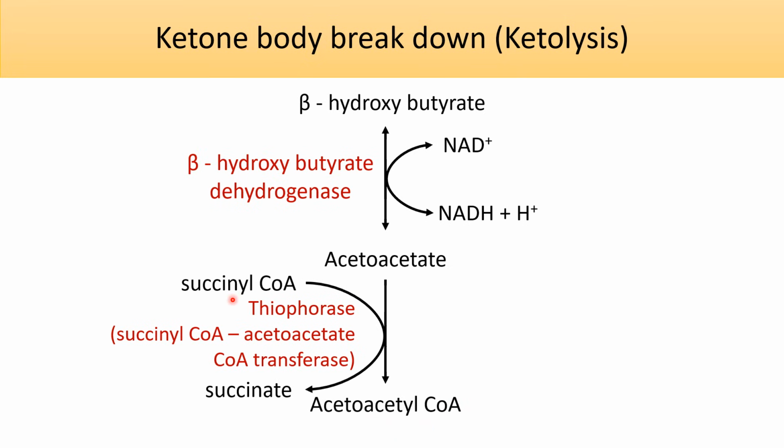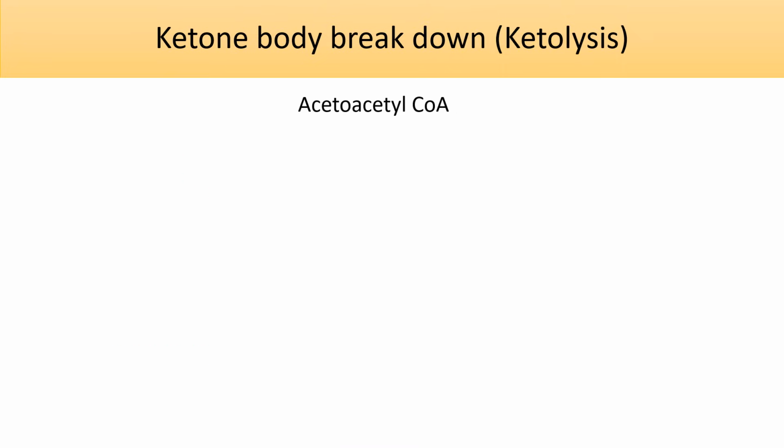That CoA is obtained from succinyl-CoA from the TCA cycle. Now acetoacetyl-CoA is formed. This acetoacetyl-CoA will get split to form 2 acetyl-CoA. It's the exact same reaction which you have seen in the first step of ketogenesis, by an enzyme called thiolase. So this is the last step, which is a reversible reaction.